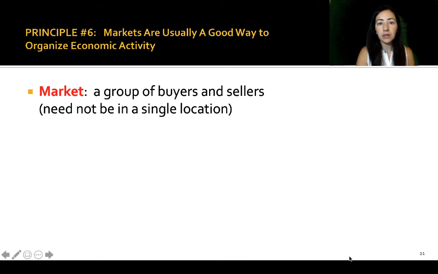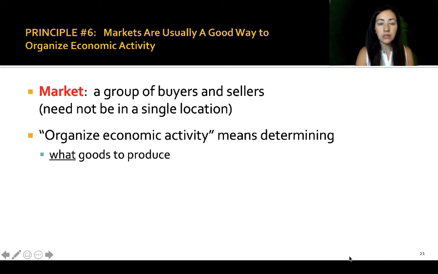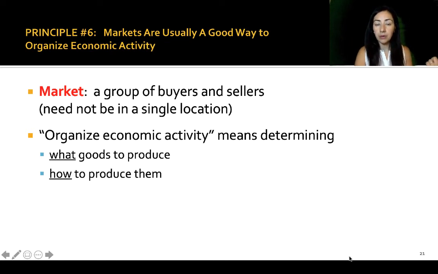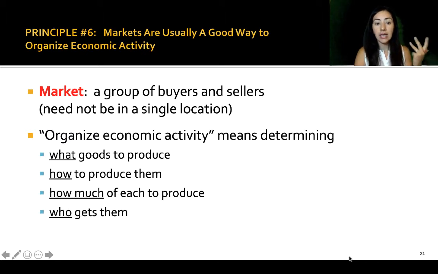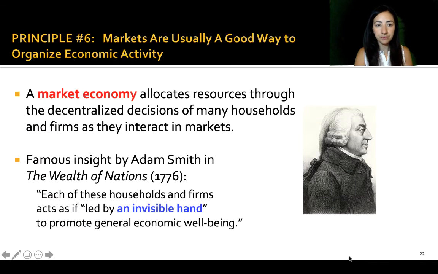Now, the next part, organizing economic activity, answers a few questions. First, as a whole economy, how do we decide what goods to produce? How do we produce them? How much of each good do we produce? And who gets them? In a market economy, these decisions are made in a decentralized way, meaning that no one entity or government decides the answers to all of these questions.